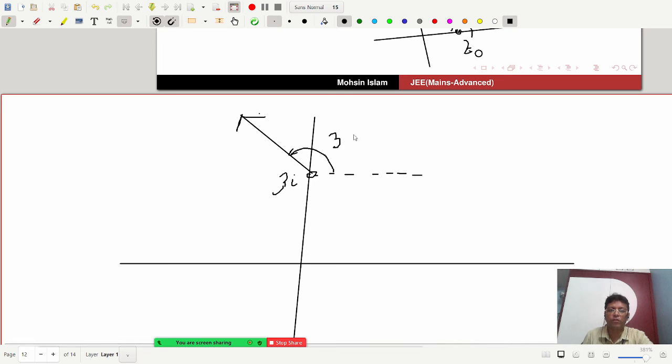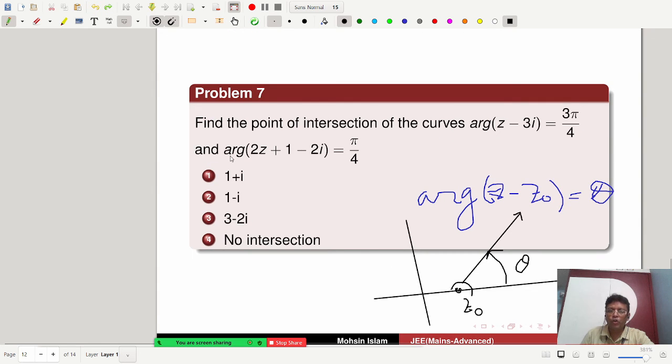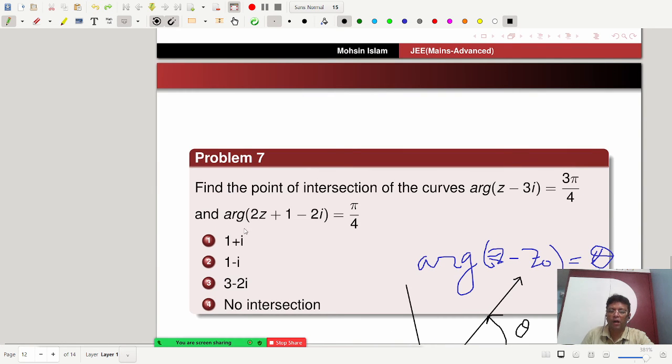So this is the angle 3 pi by 4. Look at that. It makes this angle with the parallel, that means it makes it with the real axis, but z equal to 3i is not included in the locus. So this is the representation of the locus. Now what do you mean by, how do you represent the argument of 2z plus 1 minus 2i?